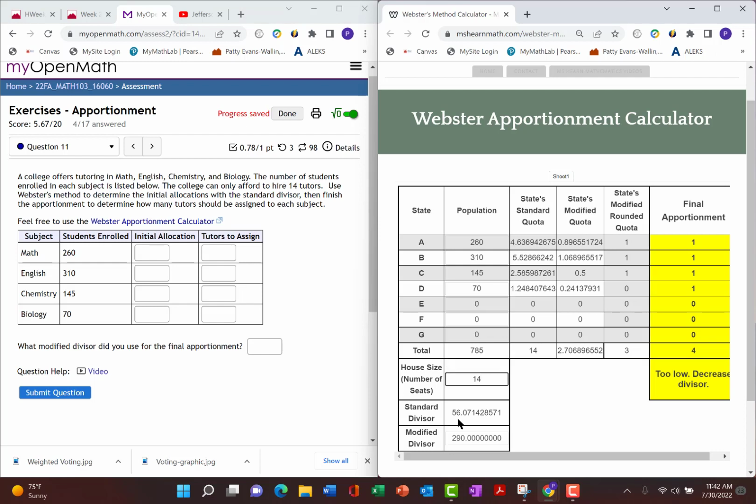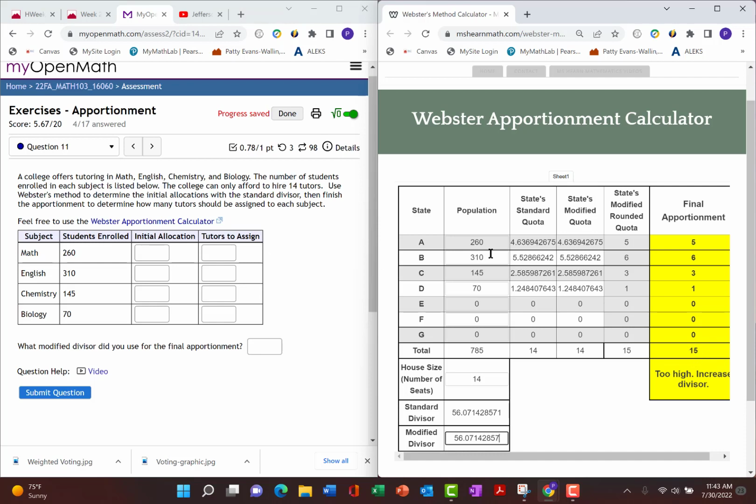And then we get a standard divisor, which we will want to match with the modified divisor to see if this works at the very beginning. So 56.071428571. And it tells us it's too high because we have 15 tutors apportioned, but we only have 14.